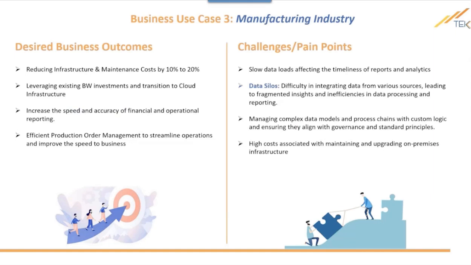The third one is for a manufacturing industry. The customer was on BW on HANA, but they used to have a lot of slowness in financial reporting. At the same time, they wanted to reduce their infrastructure and maintenance cost. So DataSphere with BW Bridge was chosen as the solution.